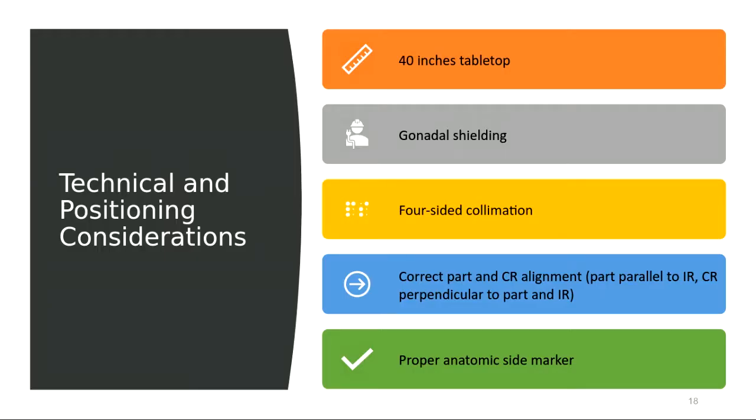Again, our technical considerations haven't changed. We still are 40-inch tabletop. Still want to make sure we use that gonadal shield, collimate on all four sides, correctly align the central ray, not only to the part, but to the IR. And you always have to have the proper anatomic side marker, right or left.